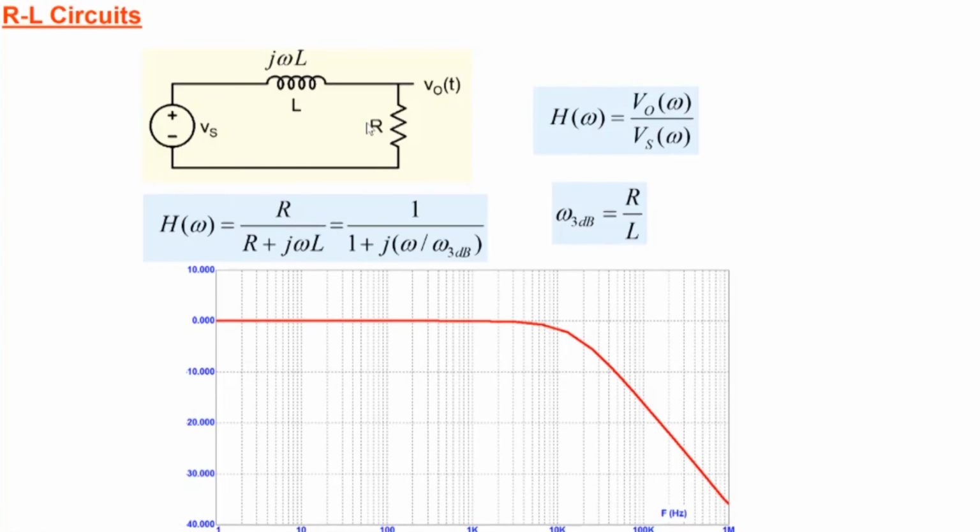RC circuits can also be used as a low pass filter. We can combine L, R, and C and get very, very interesting behaviors. We can build, for example, very nice band pass filters by using LCR circuits. So that's what we'll see in the next lecture. So let's stop here.